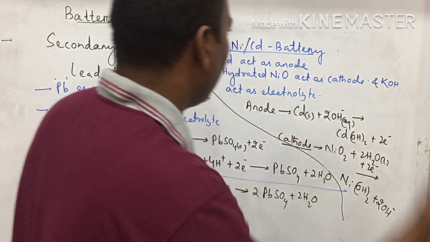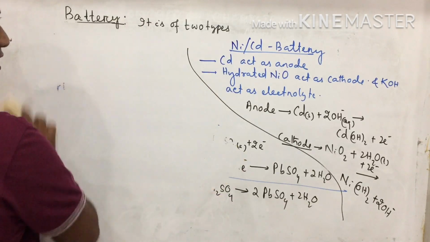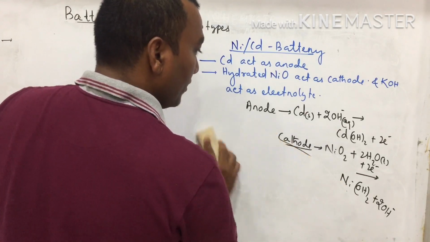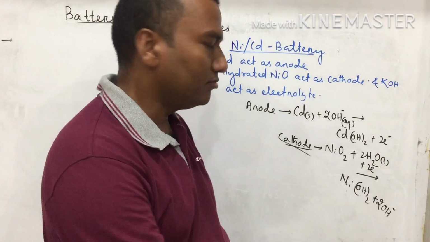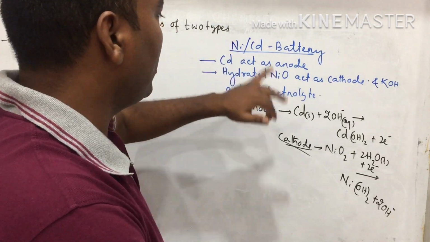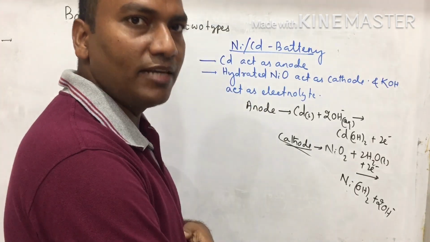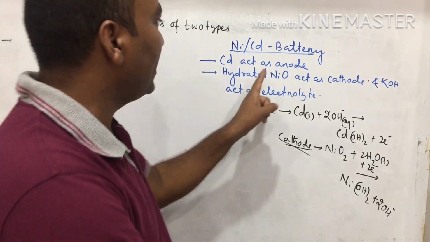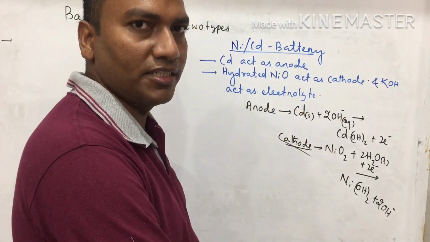The second type of battery is called the nickel cadmium battery. Earlier we were using this battery in cameras, but now we are not using it because camera batteries are now lithium ion batteries. Yes or no? So these batteries are quite expensive. Okay, why? Because cadmium metal itself is an expensive metal. So here cadmium acts as anode, hydrated nickel oxide acts as cathode, and potassium hydroxide acts as electrolyte.